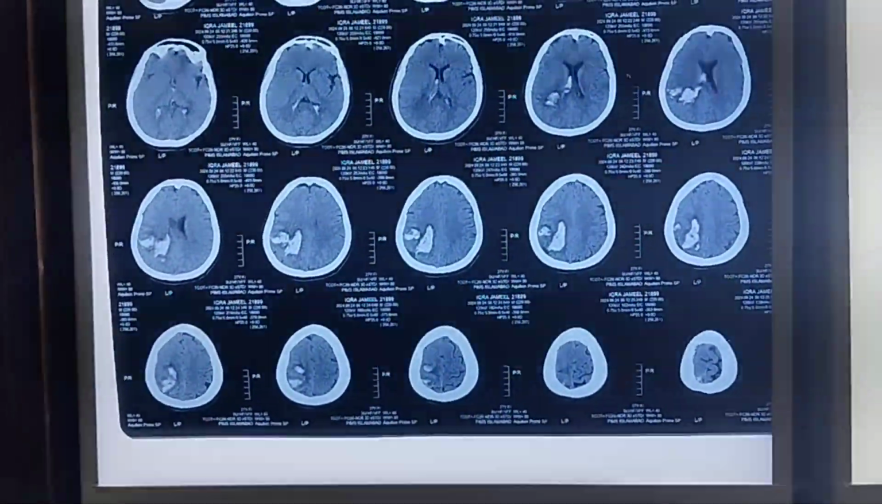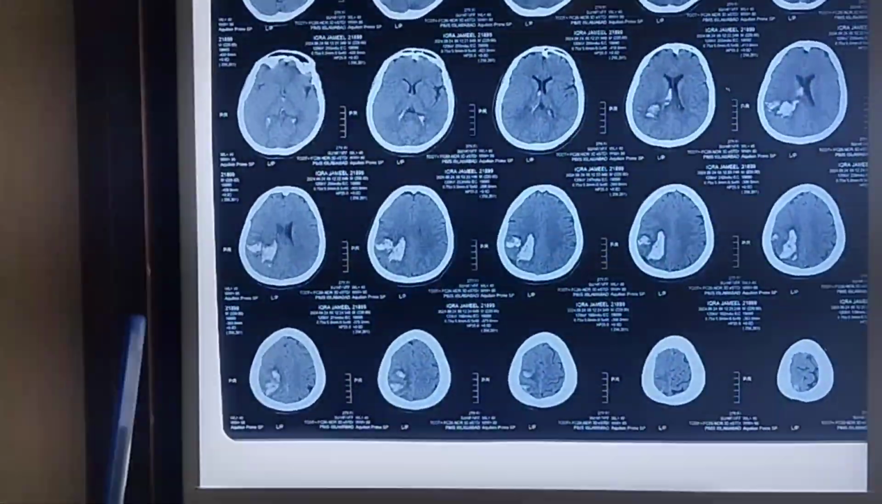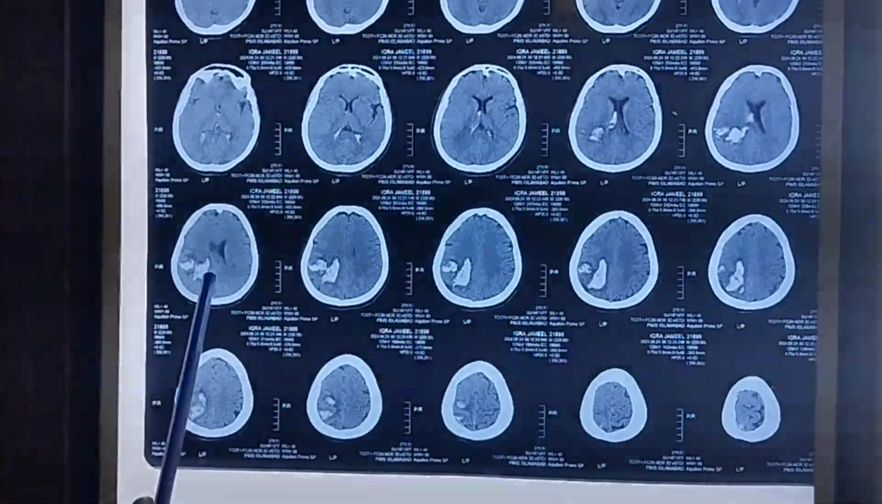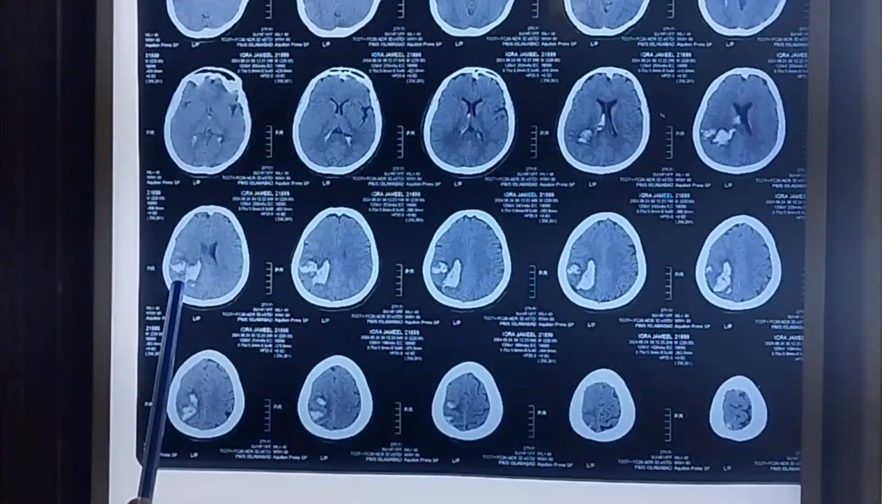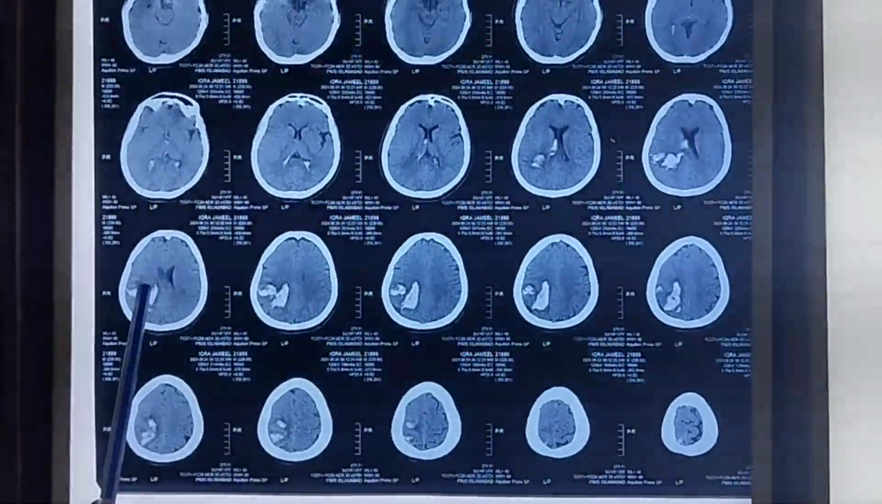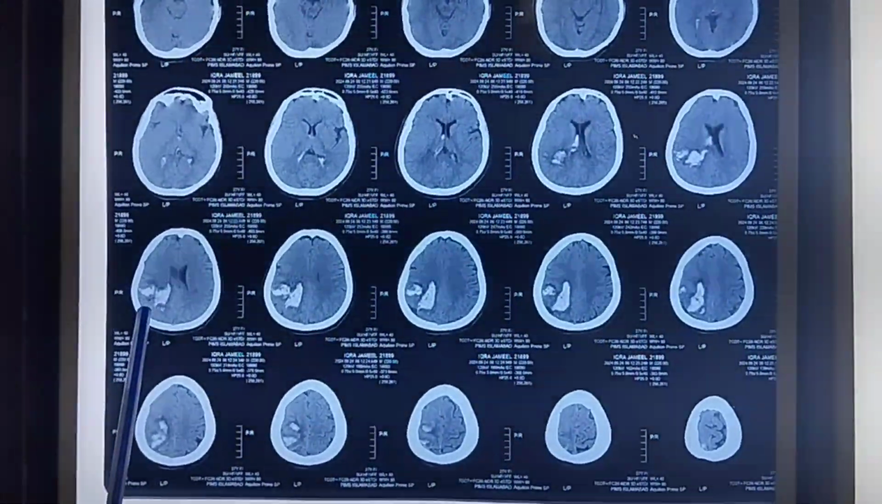Whenever you see cortical bleed, you have to rule out two things. That bleed may be aneurysmal bleed, or that bleed may be venous sinus thrombosis. So to rule out the aneurysm, we will do CT angiogram, and to rule out CVST, we will do CT venogram.